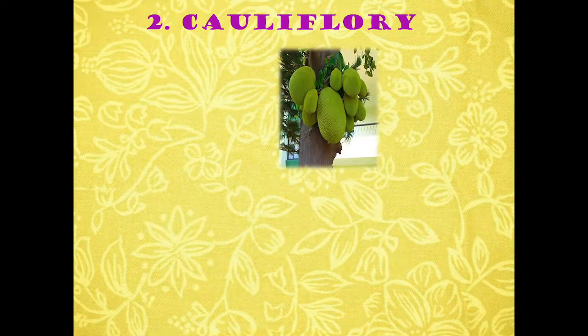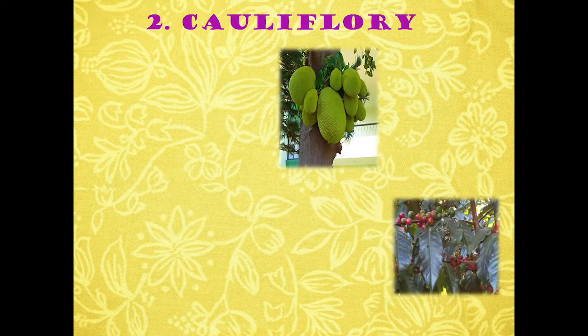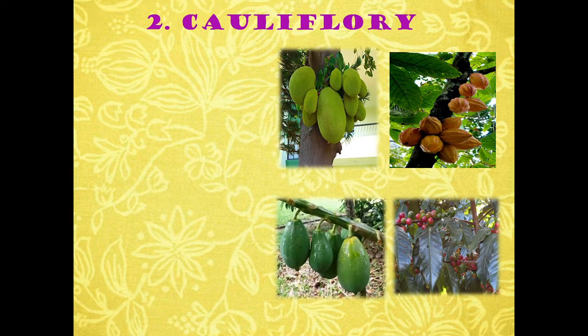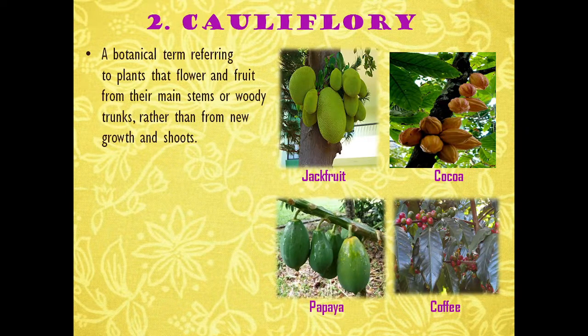Let's see what's there for us. Let's see the structure first. So here you are provided with four pictures. You tell me what is the common thing, common characteristic, common feature between these four. I will tell the name also: jackfruit, cocoa, papaya, and coffee. These are four examples given here, but what is the common thing between them? Can you guess it? So let's see.